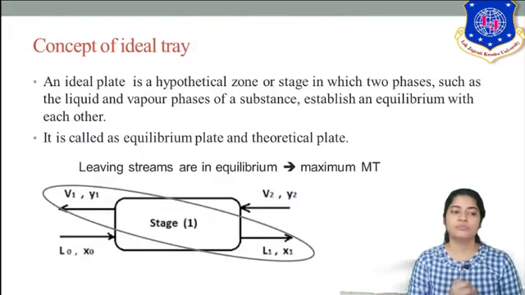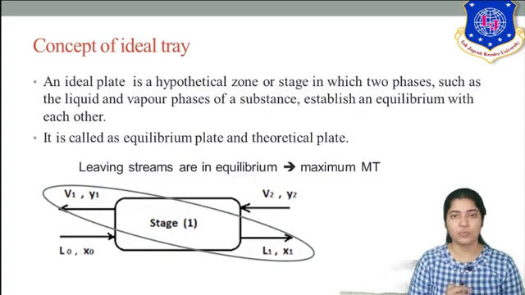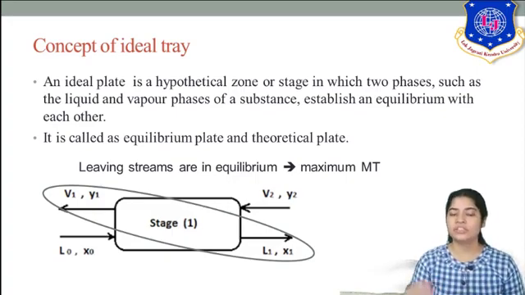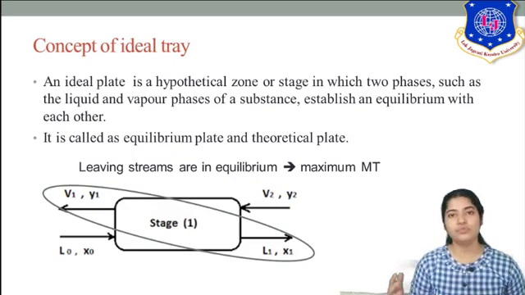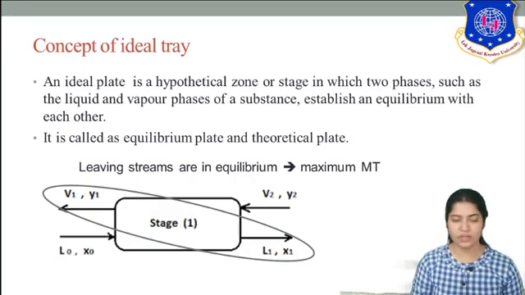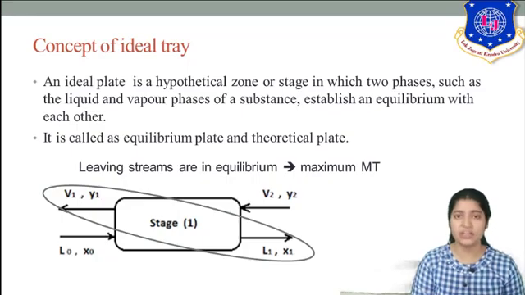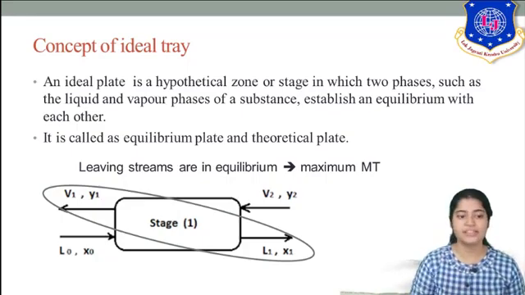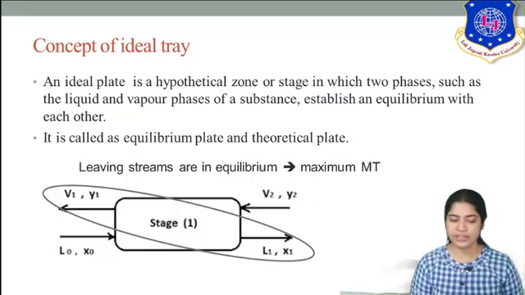So now moving forward, the concept of ideal tray. What is an ideal tray? An ideal tray is a hypothetical zone or a stage in which two phases, liquid and vapor, of any substance establish an equilibrium with each other. So it is a hypothetical tray where liquid and vapor contact each other until equilibrium is established. It is also called an equilibrium plate and theoretical plate.